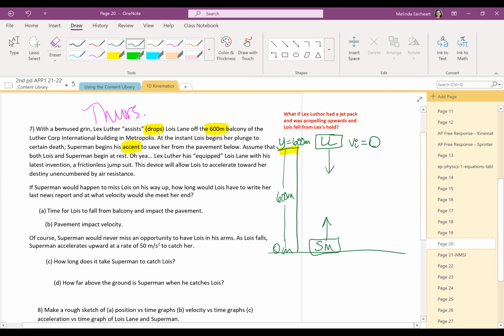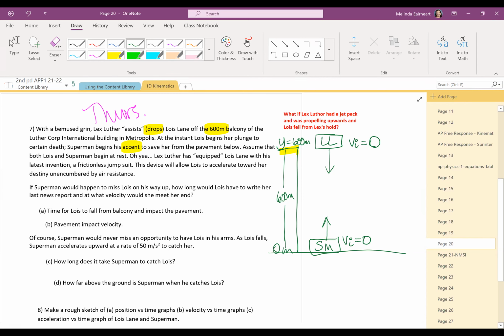Everybody good? All right. Assume that both Lois and Superman begin at rest. So Superman, it is telling us, begins at rest. And oh yeah, Lex Luthor has equipped Lois with a frictionless jumpsuit. Neglect air resistance, right? If Superman would happen to miss Lois on the way up, how long would Lois have to write her last news report? And at what velocity would she meet her end?